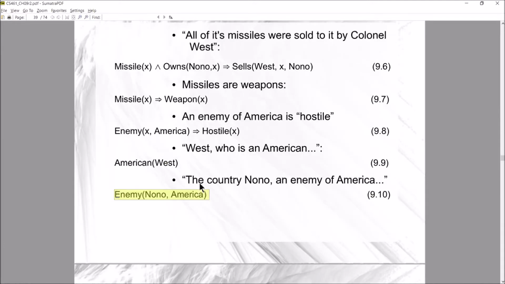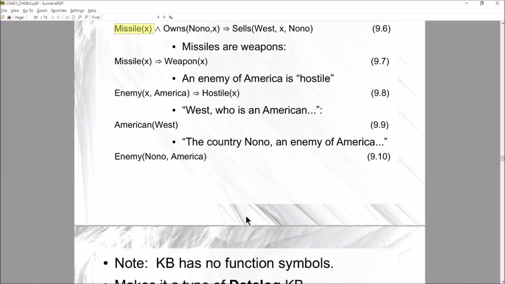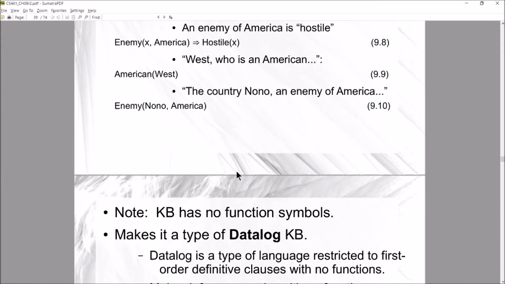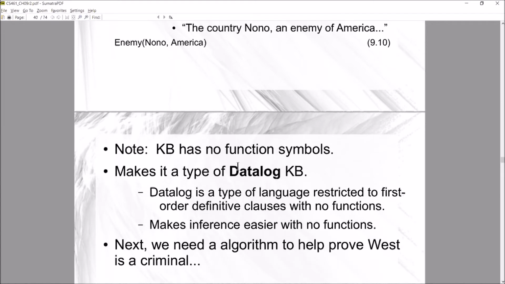All right, so all of those sentences that we just went through, these are definite clauses for our first order logic knowledge base. And none of them had function symbols. We didn't need any function symbols for this knowledge base. So that fact means that this knowledge base is a particular type of knowledge base, and that knowledge base is referred to as a Datalog knowledge base.